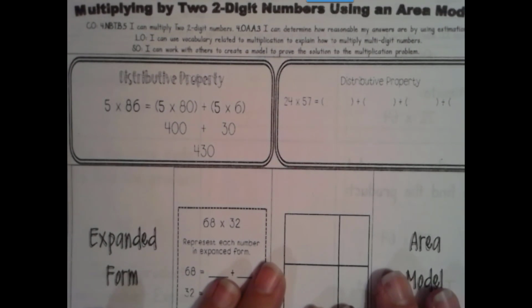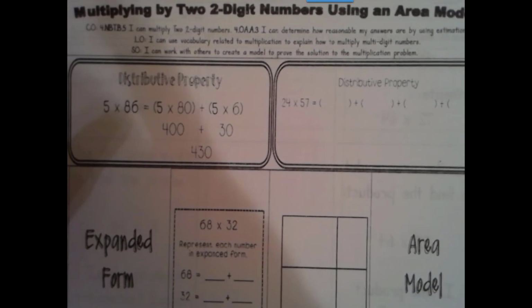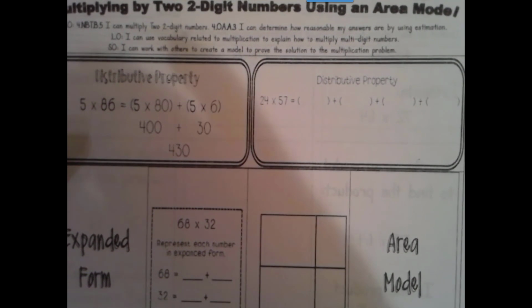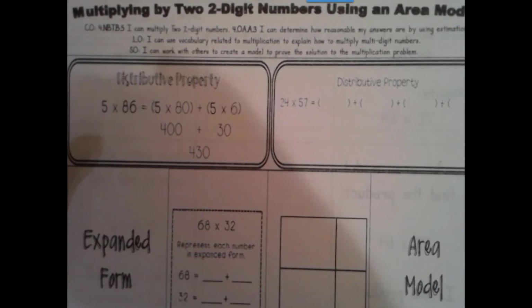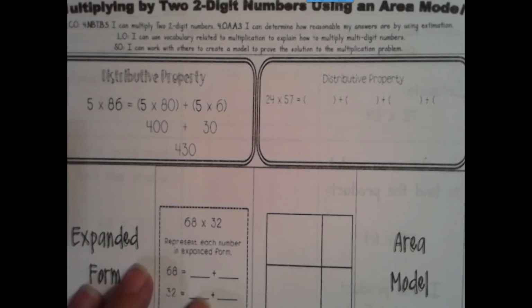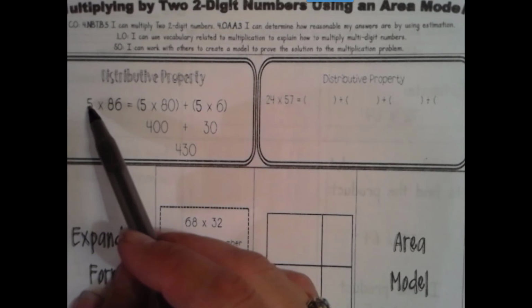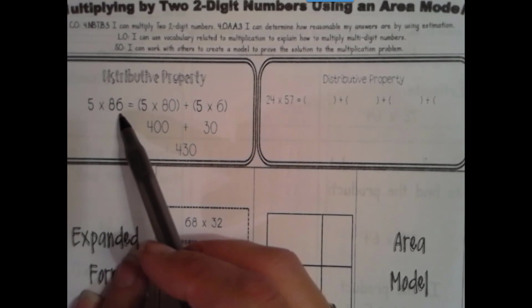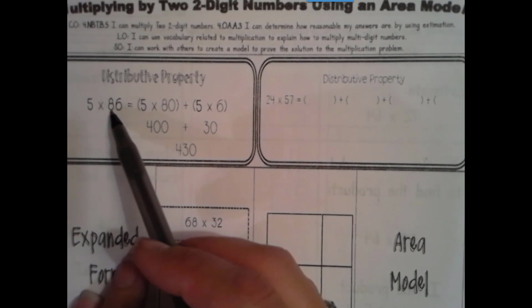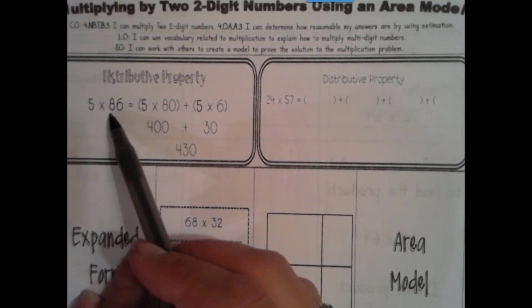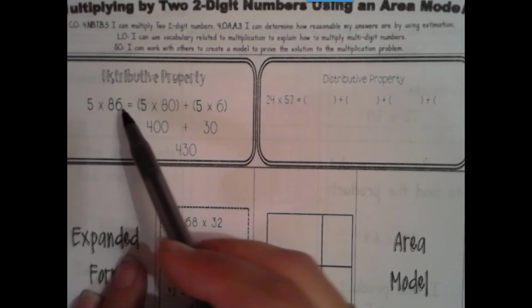So what we're doing is what's called the distributive property. Now, the distributive property is a very important property. We've used commutative, associative, identity properties, but distributive is very important when it comes to multiplying. So here we're doing 5 times 80 and 5 times 6, because I need 5 groups of 86. I don't know my 5s up to 86, but I can do 5 groups of 80. That's pretty easy for me to do, and 5 groups of 6.